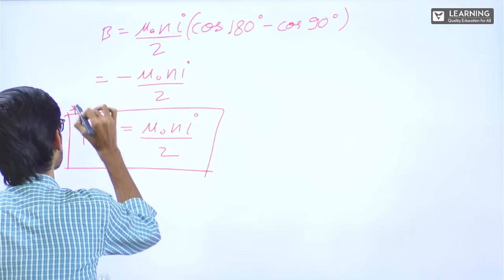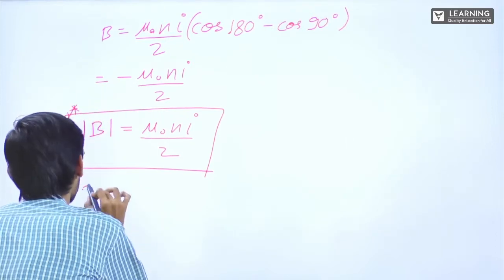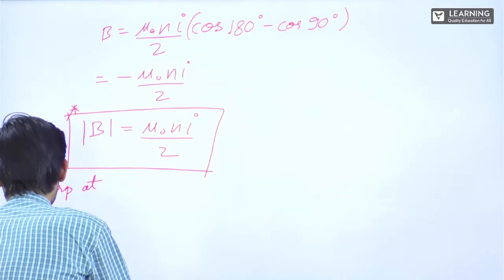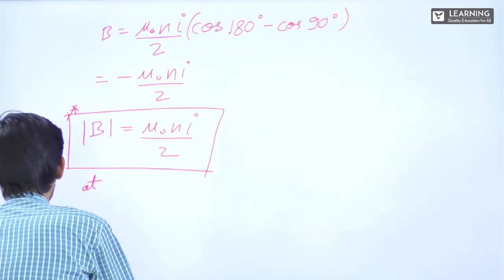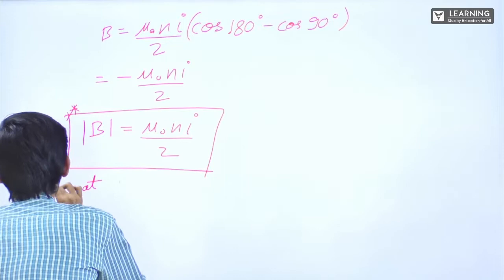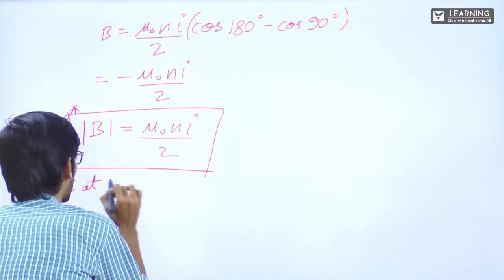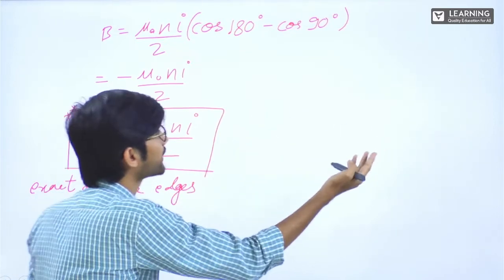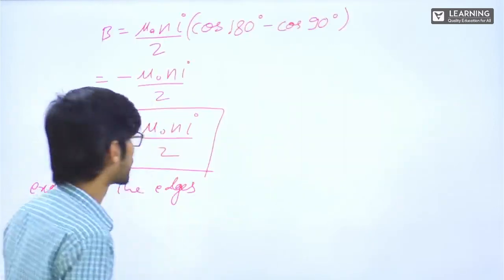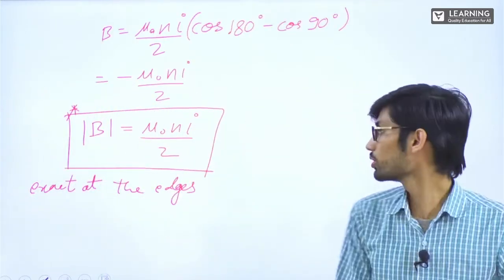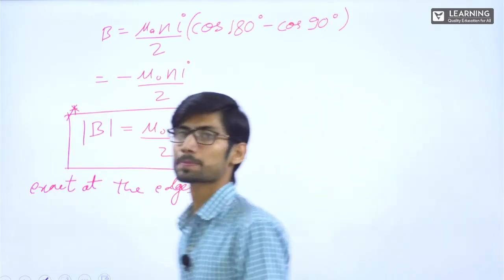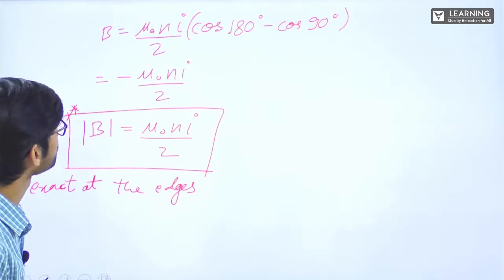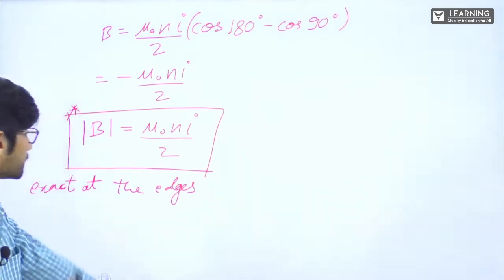Exact at the edges. Both the edges, either this edge you are talking about or this edge you are talking about. Exactly at the edges it is mu naught Ni by 2. Mu naught Ni by 2. Clear?